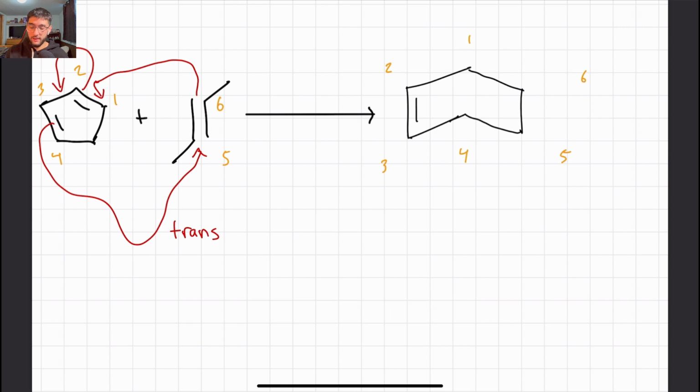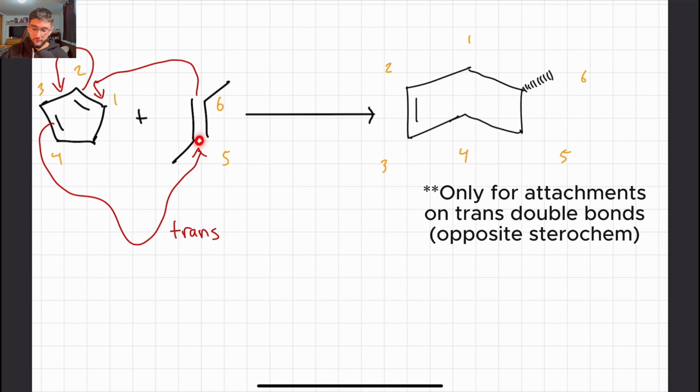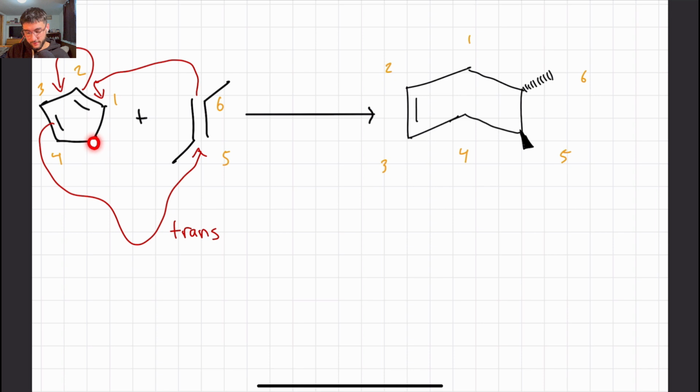The way I like to throw on attachments: find your carbon with an attachment on the reactant side, and then find it on the product side, and then draw in the attachment with the appropriate stereochemistry. So if we make this one dash, the next one has to be the opposite, so wedge. Same thing, find carbon 5 on the reactant side, find it on the product side, then draw in your attachment with the proper stereochemistry. Okay, next we'll find this carbon right here.